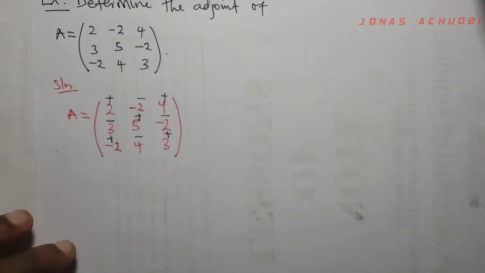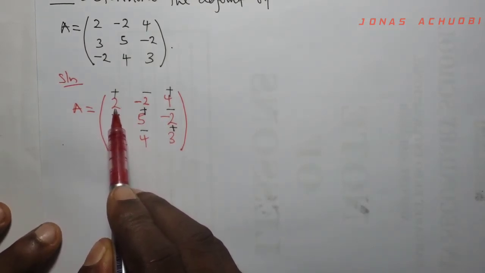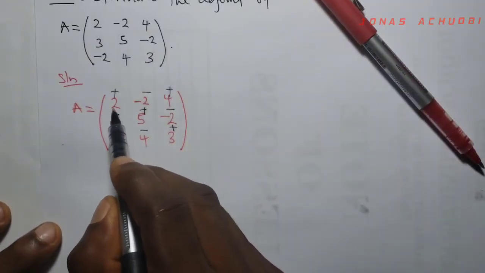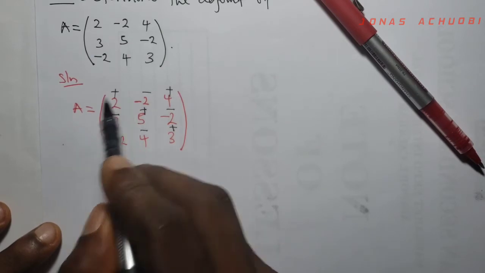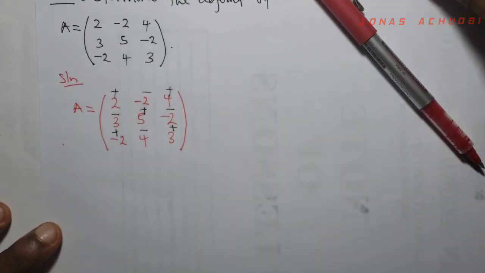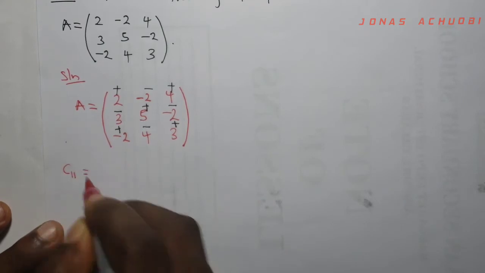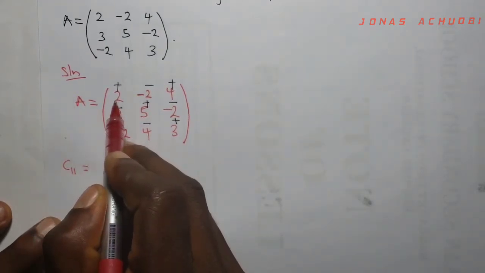So these are the signs that will follow. So let's get started. So recall that this entry here is A11, right? This is the entry in row 1, column 1. So that's A11. So we want to denote its cofactor as C11. So the cofactor of A11, which we want to write as C11, represents the cofactor of the first entry A11. I hope it's clear.